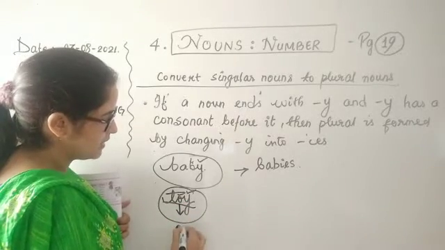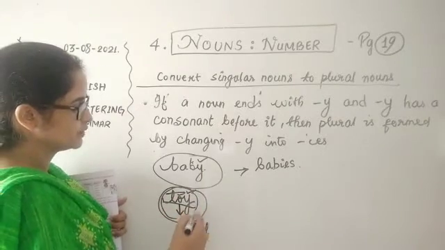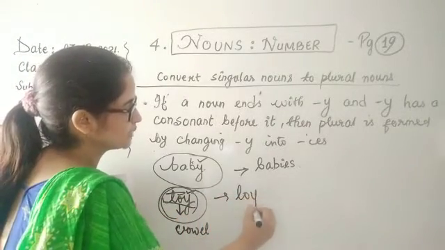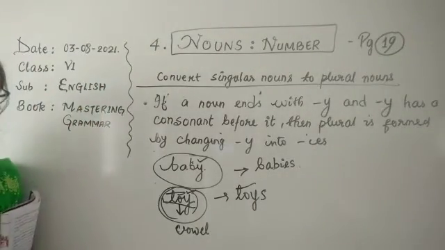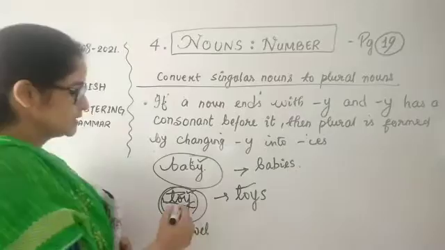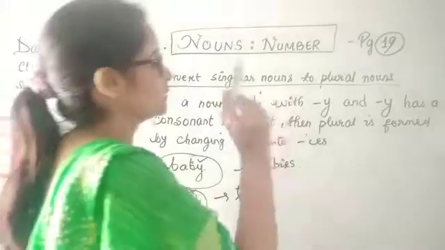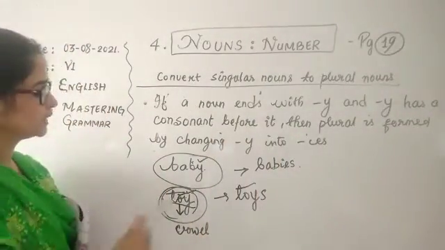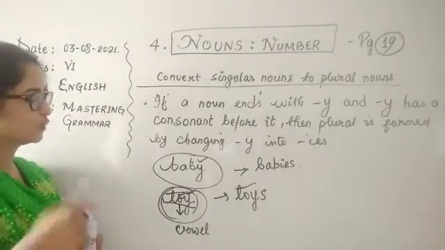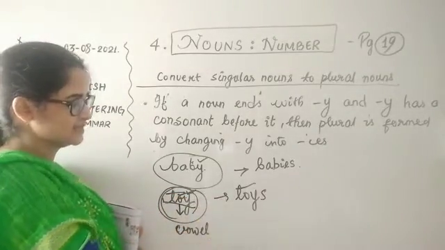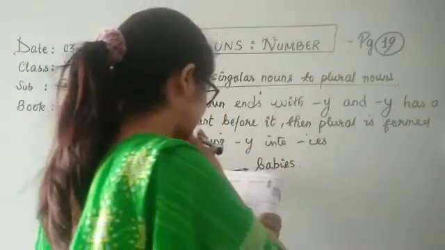O is a vowel and not a consonant. That's why this rule won't be applying to this word. Instead, we are going to add s and not IES, and the y also remains the same. See, T-O-Y: because we have a vowel in front of y, we are not going to change this y into IES. We are just going to use s. So these are the exceptions.